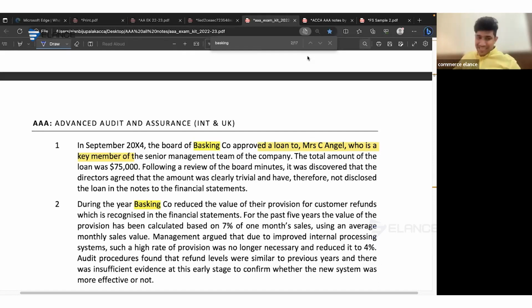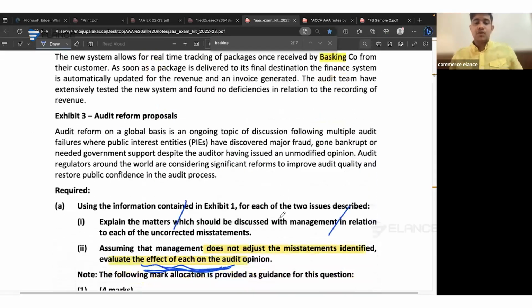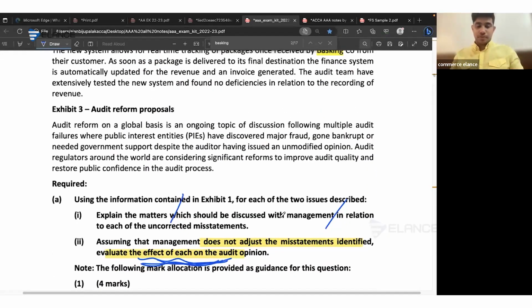Then you have to select the second one, that is the provision related one. Then you have to include the matters part, discussion with the management part, then the audit opinion. So this is how you need to give the answer when they ask for individual impact on audit opinion.